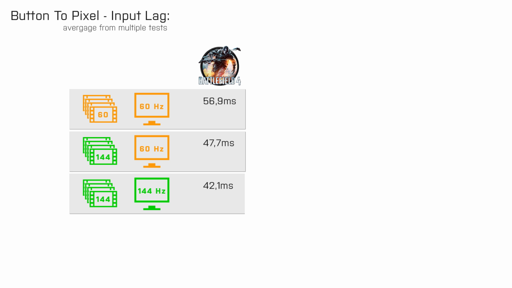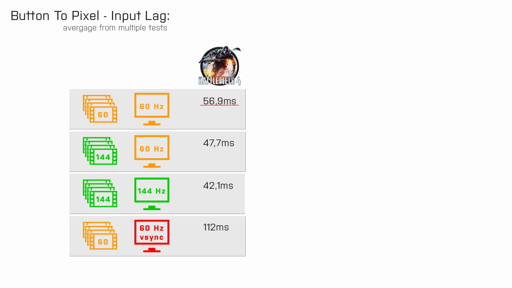Now, what happens if we enable VSync to get rid of tearing? If we do that on a 60 Hz monitor, which is the most common monitor out there, then the frame rate gets locked to 60 and synchronized with the refresh cycle of the monitor. This synchronization will increase the input lag from 56.9 milliseconds to 112 milliseconds.